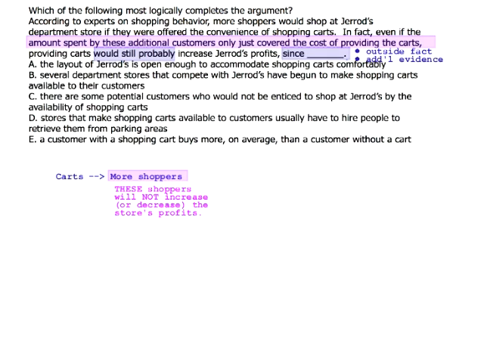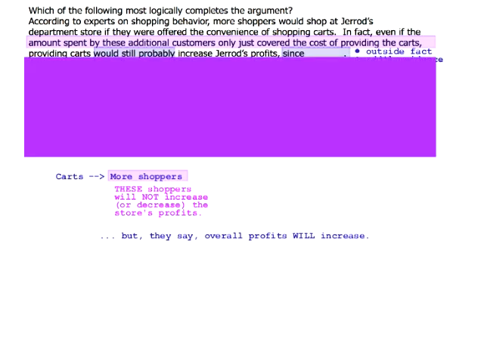Well, yes, it is. Okay, but then they're saying profits overall will go up. And you want an additional reason for this. So let's forget the choices for a second. If we lay it out in these simple terms, you can pretty much see what we're going to need here. What they're saying is if you add carts here, then there's going to be more shoppers, but we know that more shoppers are not going to be the source of extra profits.